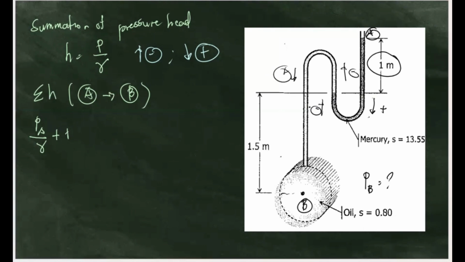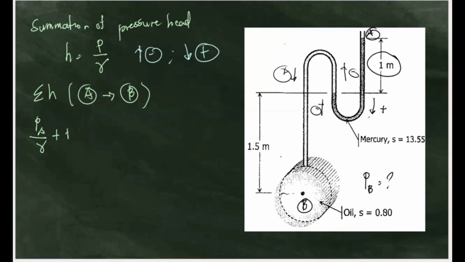What comes out? The same. But for this 1, let's remember that it has a specific gravity of 13.5 because it is mercury. So, how does that work? This will be equal to, what is this? P over gamma. That's the H, right? So, how now?